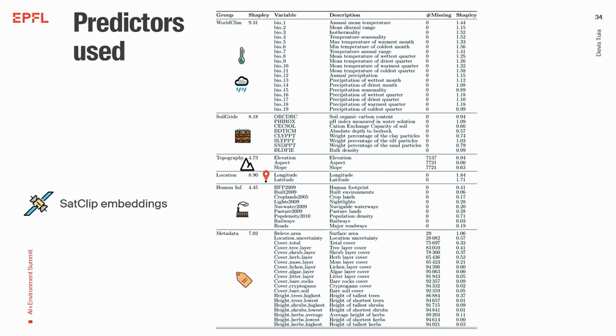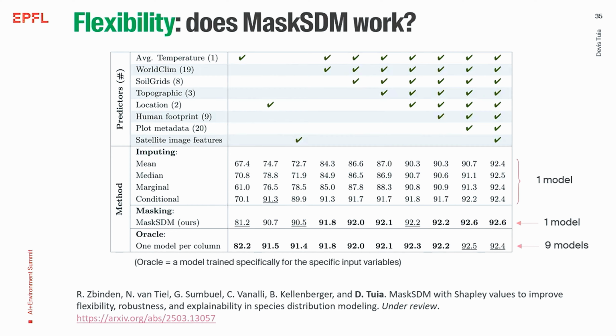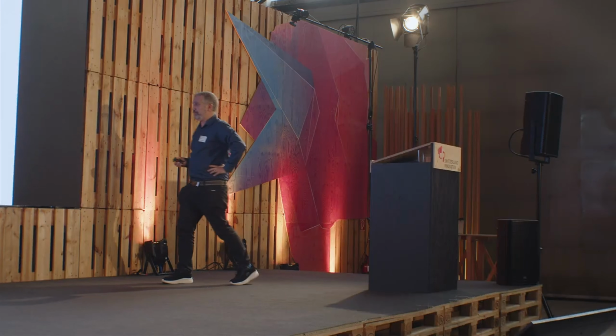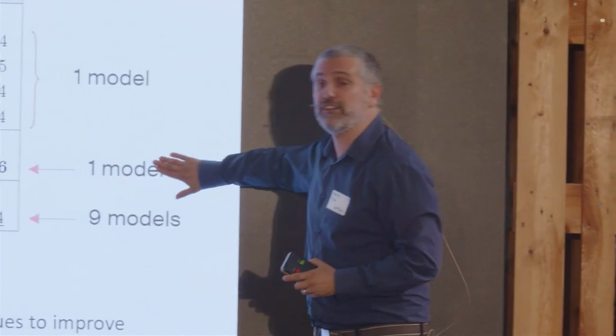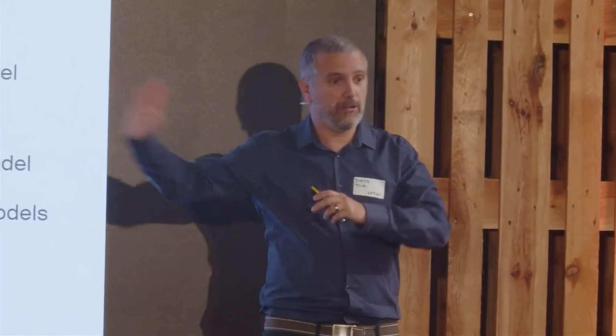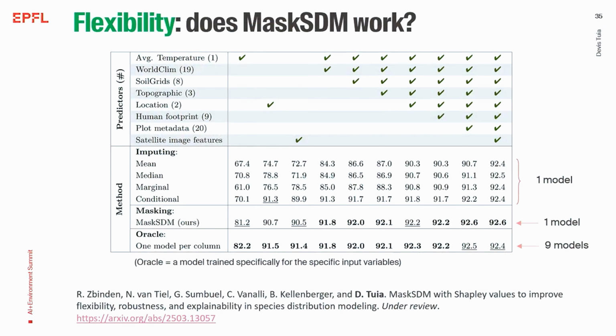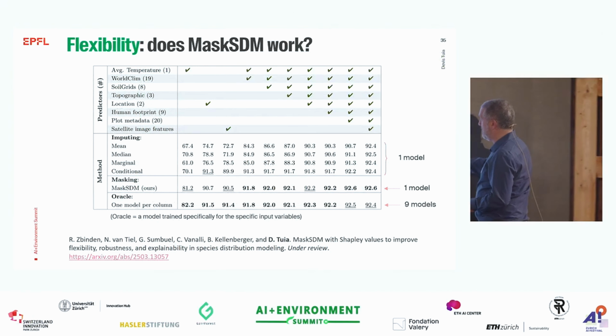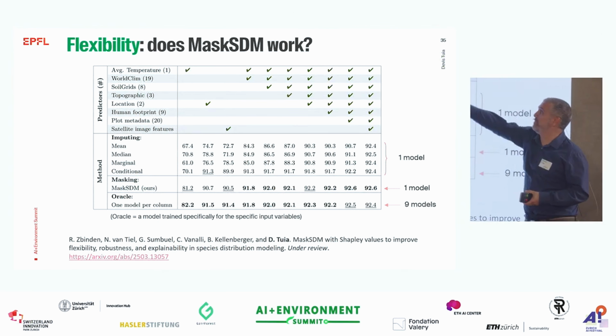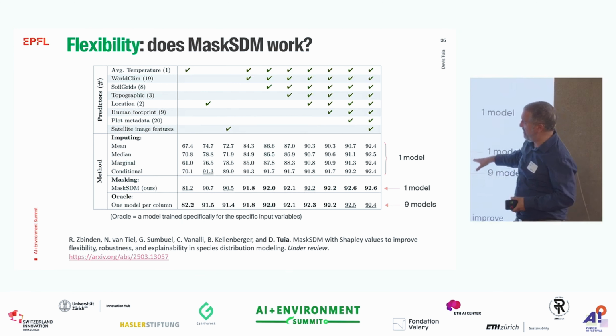So we have all these different modalities and put them into the MaskSDM. Remember, it's a single model. It's one model we train with all this on sPlot. When we have the data, we use it. When we don't have the data, we mask it, and so on and so forth. So with a single model, at inference time you do with what you have, and you get this type of performance.